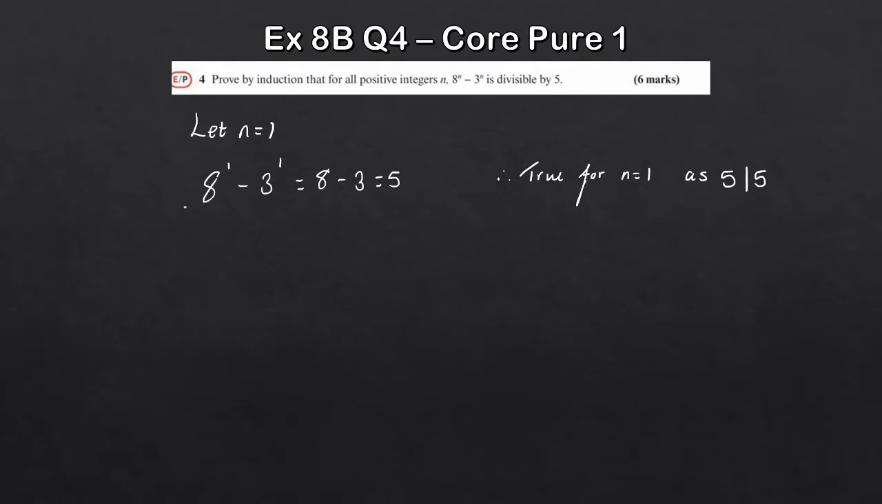Now we assume it's true for n equals k. Okay, so assume true for n equals k. And with this step here, we want to demonstrate what's happening. So if n is equal to k, what we actually have is 8 to the k minus 3 to the k is equal to, well, it's divisible by 5.